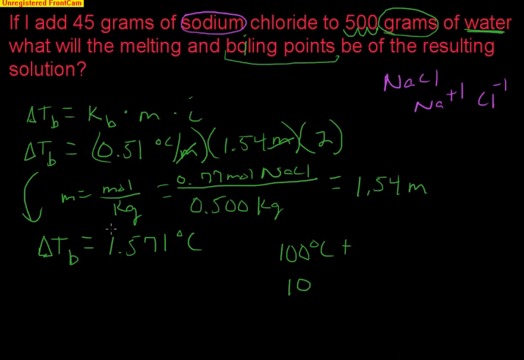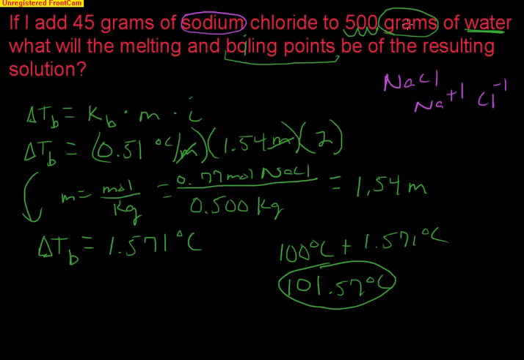So it's basically the same reasoning. So this is my delta TB. So 1.571 is my change in temperature. So if I'm elevating it, I'm increasing the boiling point by 1.571 degrees Celsius. It normally boils at 100, so we're going to add 100 to 1.571 degrees Celsius, and my final answer is going to be 101.57 degrees Celsius. This is going to be my new boiling point, okay? Because my delta T, this is how much it changed, and if it normally is 100, I just add my change to the 100, and this is my new boiling point.